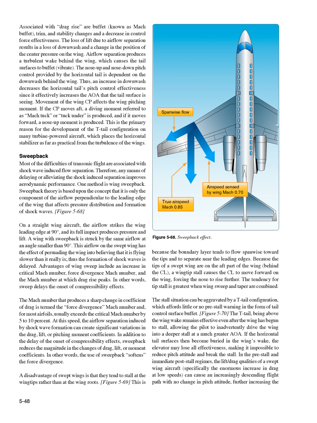Advantages of wing sweep include an increase in critical Mach number, force divergence Mach number, and the Mach number at which drag rise peaks. In other words, sweep delays the onset of compressibility effects. The Mach number that produces a sharp change in coefficient of drag is termed the force divergence Mach number and, for most airfoils, usually exceeds the critical Mach number by 5 to 10%.